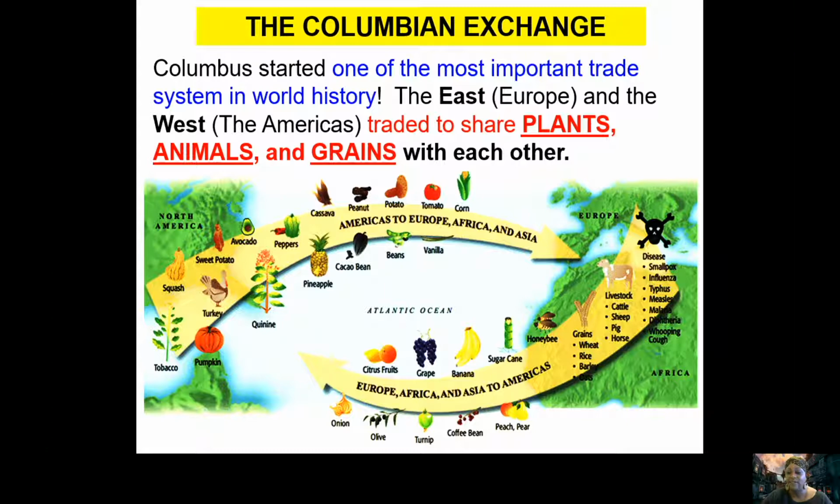So that hamburger that you love to eat, thanks to Christopher Columbus, because he also brought the cattle over to the New World. Even horses and pigs and sheep were brought from Europe into the New World. And this is called the Columbian Exchange.